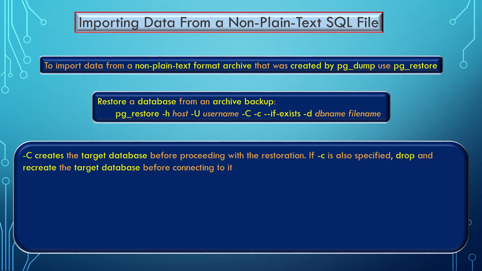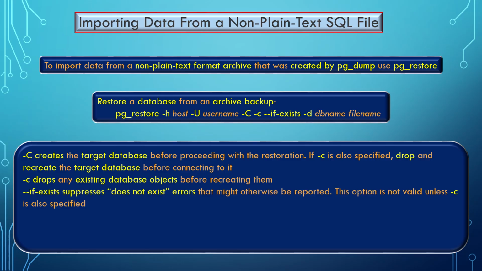If the lowercase c option is also specified, it will drop and recreate the target database before connecting to it. The lowercase c option drops any existing database objects before recreating them. The if exists option suppresses the does not exist errors that might otherwise be reported. This option is not valid unless the lowercase c option is also specified.